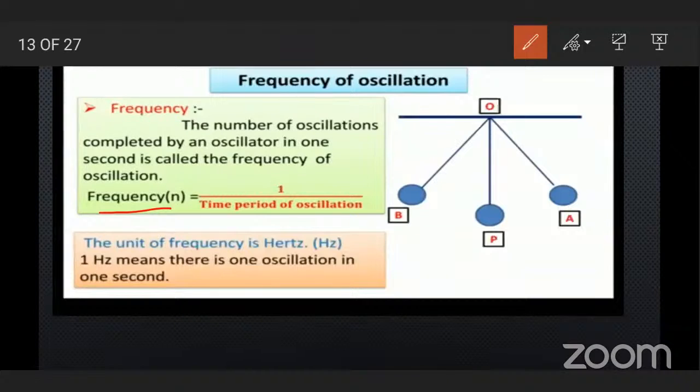Okay. And the unit of frequency is hertz, H-E-R-T-Z. We can write it Hz also. And 1 hertz means there is 1 oscillation in 1 second. If the frequency is 1 hertz, it means the oscillator completes 1 oscillation in 1 second.